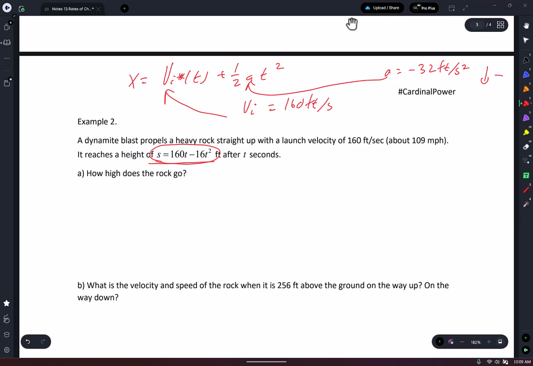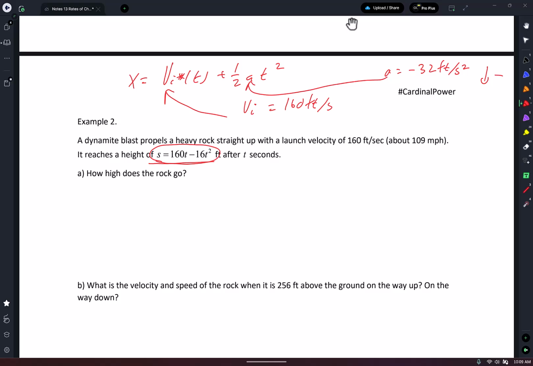How high does a rock go? Well, I don't know. Here's my rock. Well, pretend it's a rock. That's not a rock. Okay, so give me a rock. How high does it go? 10 meters.